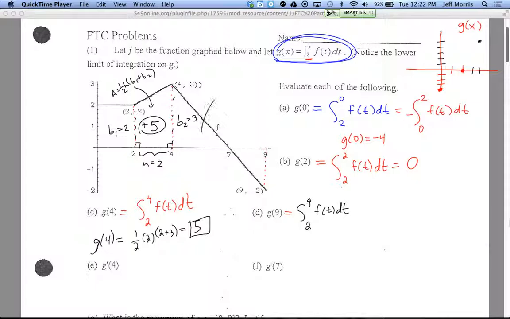All right, area of a triangle is 1/2 base times height. The base is 3, the height is 3, you get 9, and then you get 9 times 1/2, that's 9/2, which is 4.5 if you want. That's positive 4.5. What about this one?